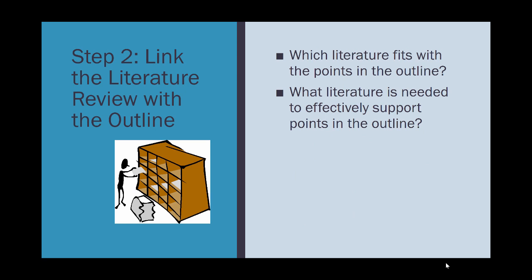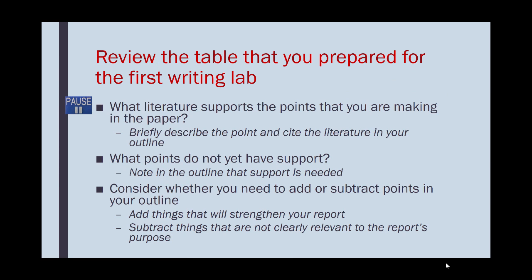You then want to link the literature that you found with your outline. What literature fits with what points? And do you need more literature? Once again, review the table that you prepared for the first Writing Lab. What literature supports the points that you're making in the paper? What points don't you yet have support for?